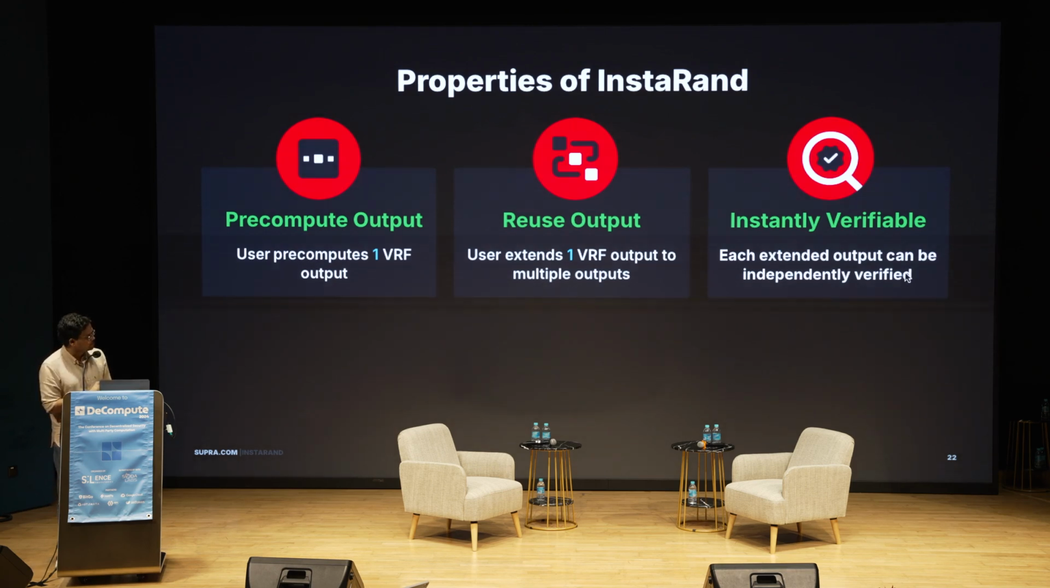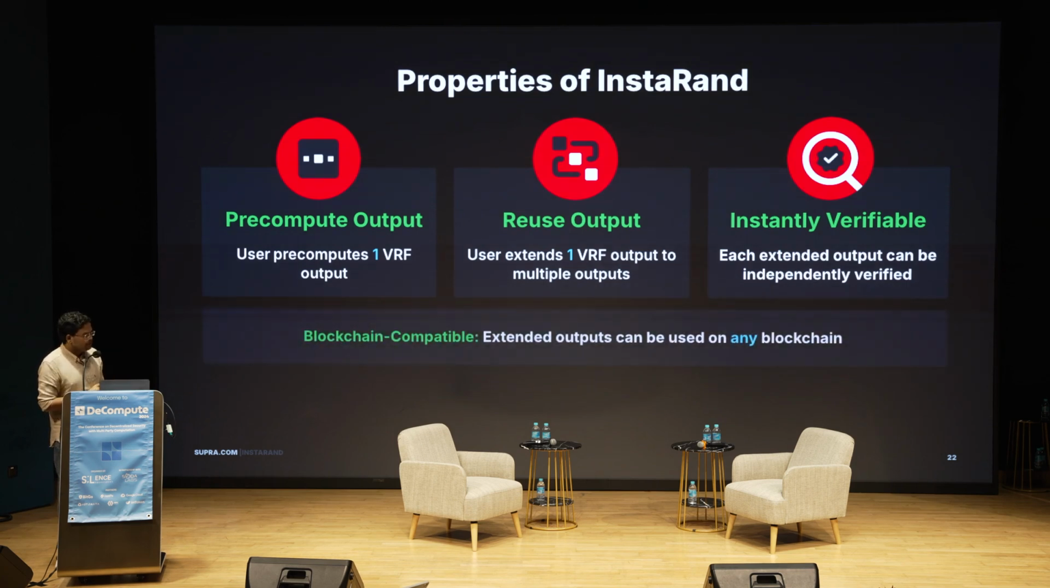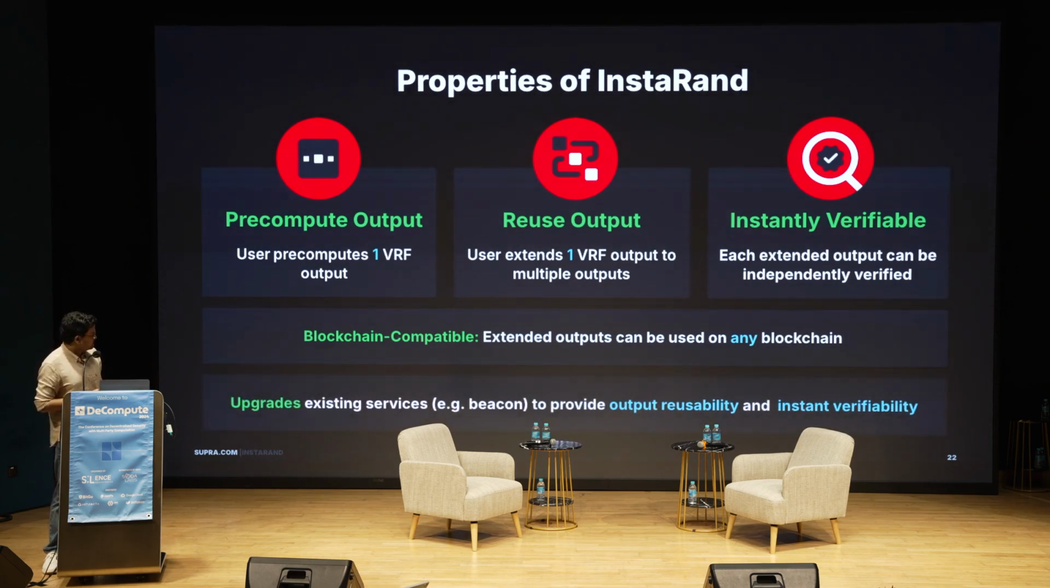So this is where we improve on FlexiRand, and this is how our InstaRand protocol can be useful in the dice roll game. And now the extended outputs can be used on any blockchain. So it does not rely on any blockchain property. So we just need a bulletin board. And finally, InstaRand can also be used to upgrade existing randomness services like beacon services or VDF solutions to provide this output reusability and instant verifiability feature. So I will show that in the technical slide, in the next slide actually.